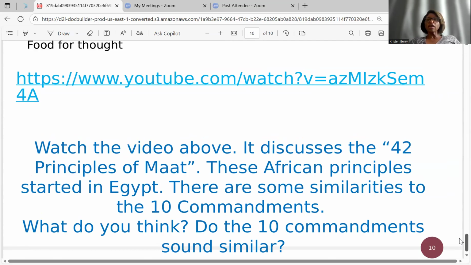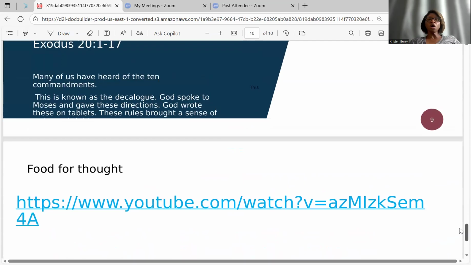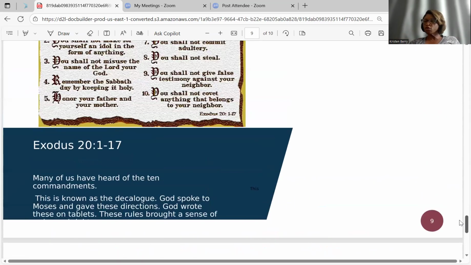So that took us through an overview of Exodus. I want you to take a look at that. Make sure you're doing your reading. So we went over the chapter on the Pentateuch and a chapter on Exodus, right?